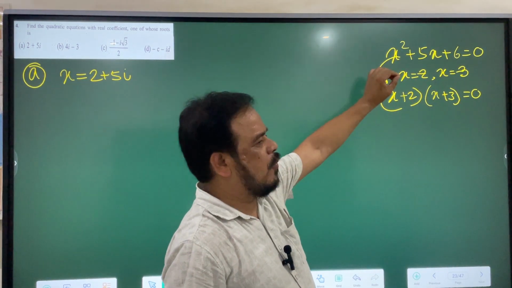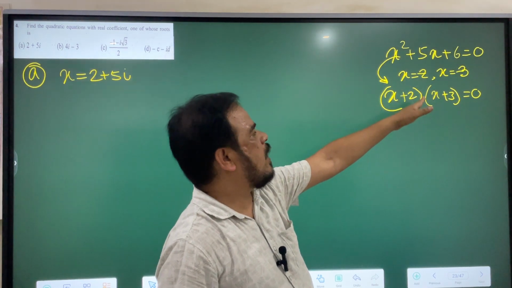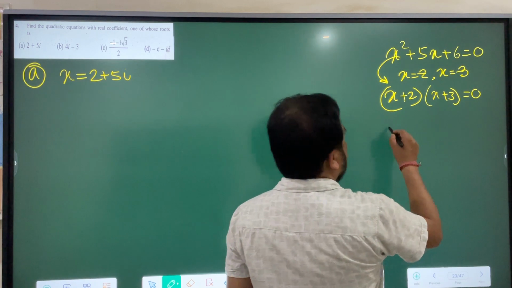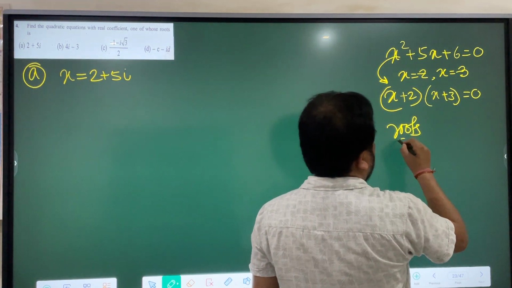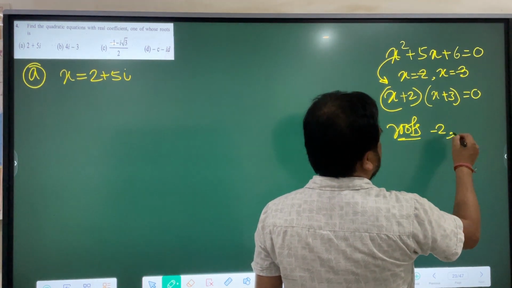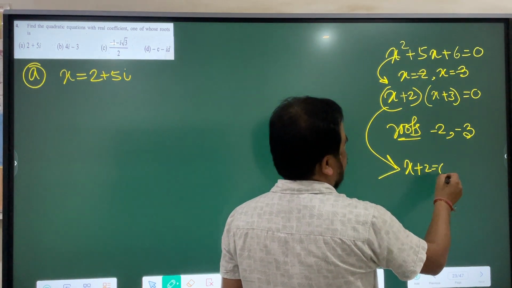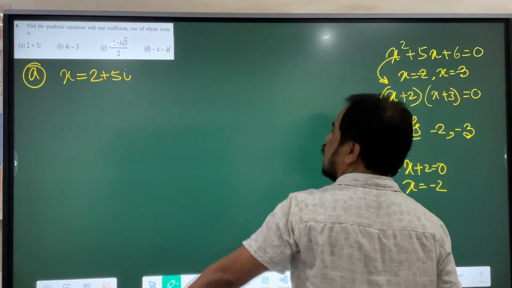Or if we apply the formula also, we will get this. X equals to minus 2, x equals to minus 3. So what are the roots? Roots are minus 2 and minus 3. That means what? X plus 2 equals to 0, x equals to minus 2.